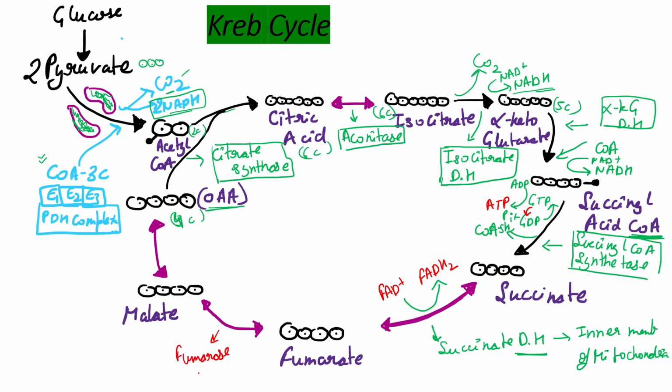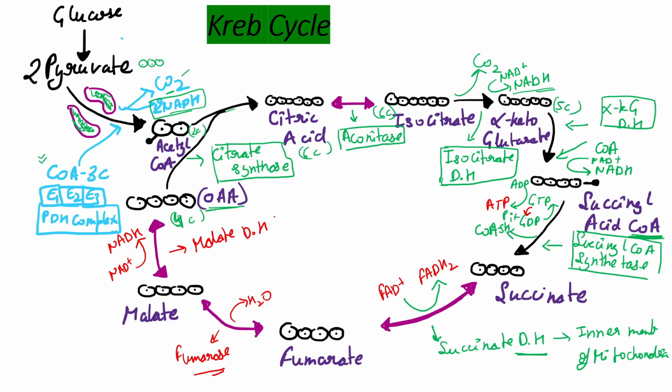fumarase. In this particular step H2O is added. So now fumarate has converted into malate, and malate again converts into oxaloacetate, and the enzyme which is helping it is known as malate dehydrogenase. Again dehydrogenase, which means NAD positive would convert into NADH, right? So this was all about the Krebs cycle.